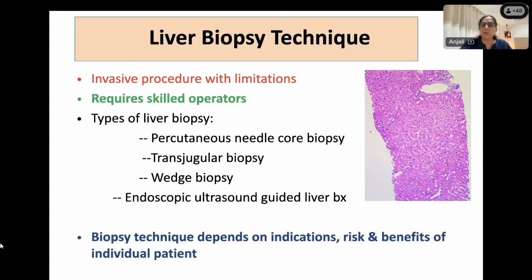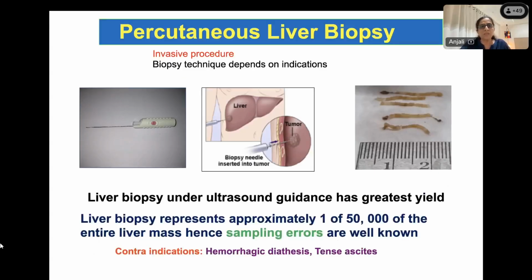It requires skilled operators. There are various types of liver biopsy, and the technique depends on indications, risks, and benefits for individual patients. The most common is percutaneous needle core biopsy. Another is transjugular biopsy, wedge biopsy, and the newer method is endoscopic ultrasound guided liver biopsy. Now, this is an example of percutaneous liver biopsy using this gun. And if you do liver biopsy under ultrasound guidance, it has the greatest yield.